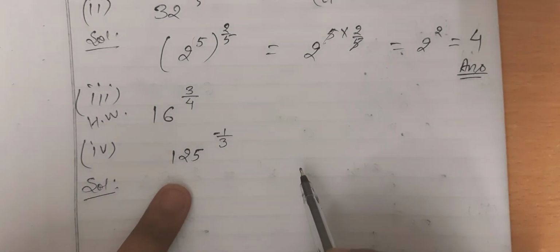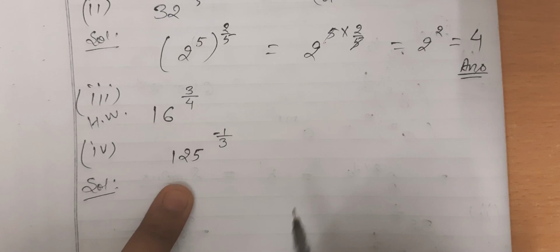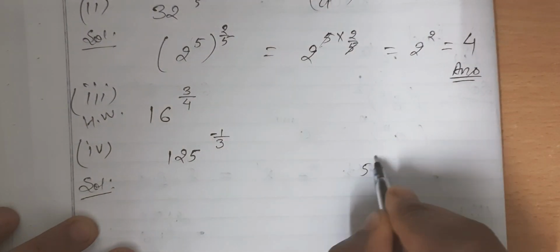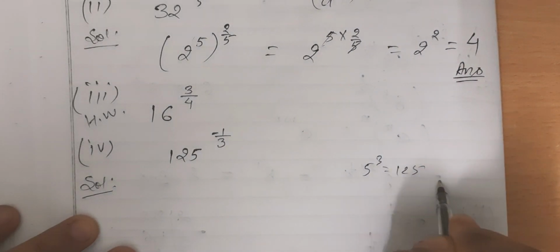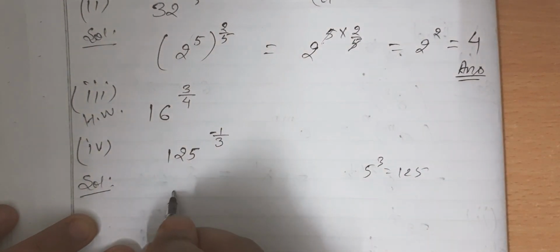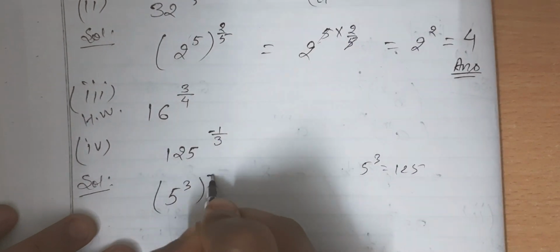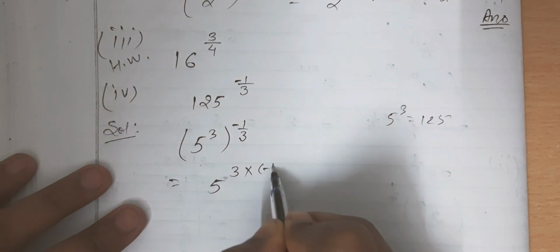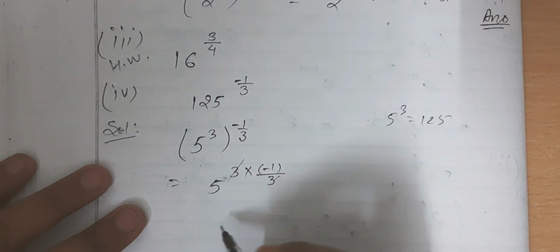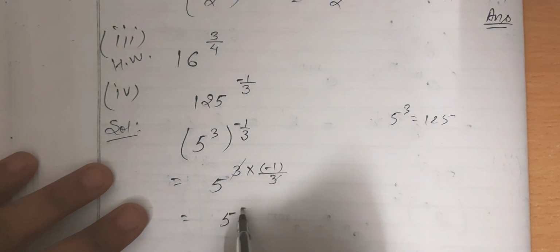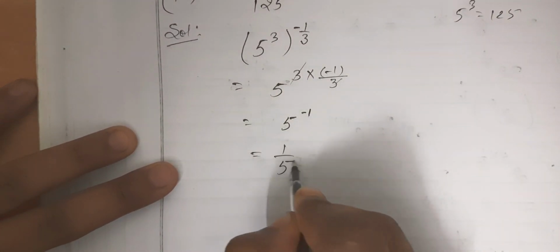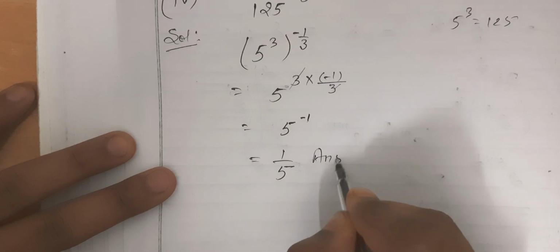And we know that this 125 is a cube of 5. Means 5 cube is 125. So in place of 125 we can write 5 cube, then whole power minus 1 by 3. So 5 raised to the power 3 multiplied by minus 1 by 3. 3 and 3 will cancel out. So we'll get 5 raised to the power minus 1. This is nothing but 5 inverse, means 1 by 5. So the answer is 1 by 5.